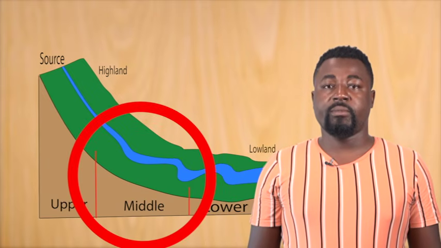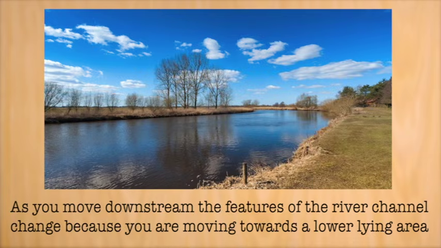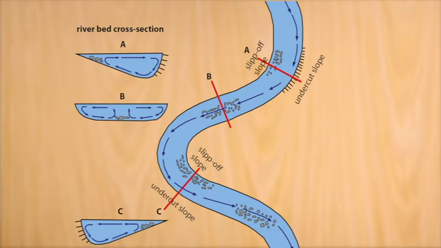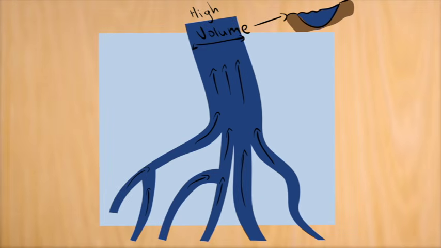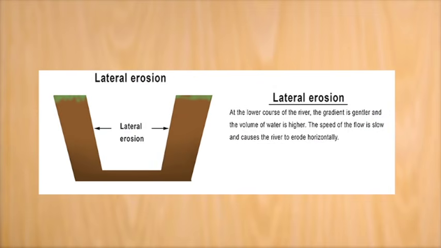Viewers, we are now going to explain the characteristics of the river and its valley in the middle course stage of the river using the following information. As you move downstream, the features of the river channel change because you are moving toward a lower lying area. Therefore, the slopes and the gradient of the valley sides become gentler. Since many tributaries have joined, the river will now have a higher volume of water as compared to the upper course. Unlike in the upper course where vertical erosion was greater, in this stage of the river there is now more lateral or horizontal erosion.